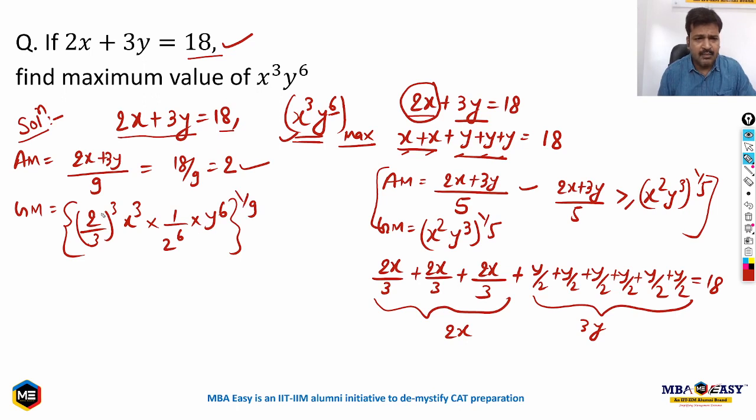This is what you'll get, because see, 2/3, 2/3, 2/3, 3 times. So (2/3)^3 into x^3, and 1/2, 1/2, 1/2, 6 times. So (1/2)^6 into y, which is 6 times, so y^6, raised to the power 1/9. So this is GM.